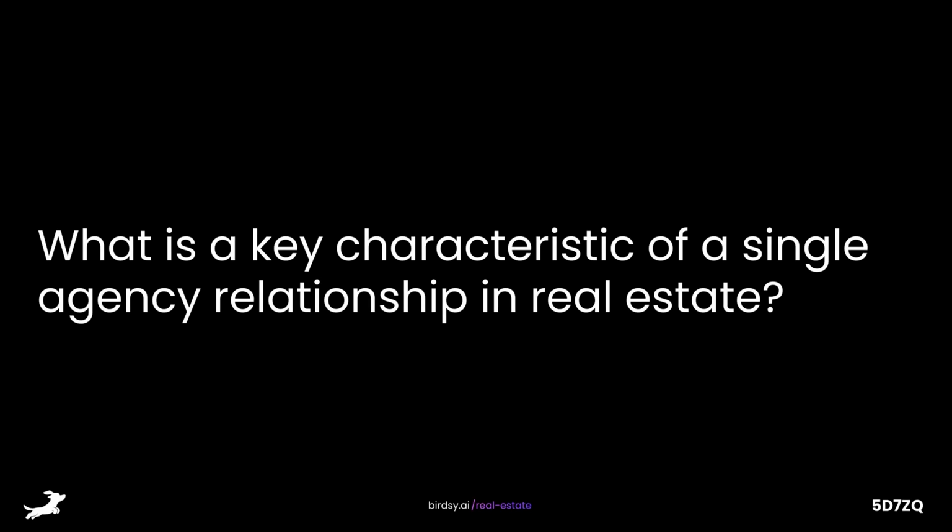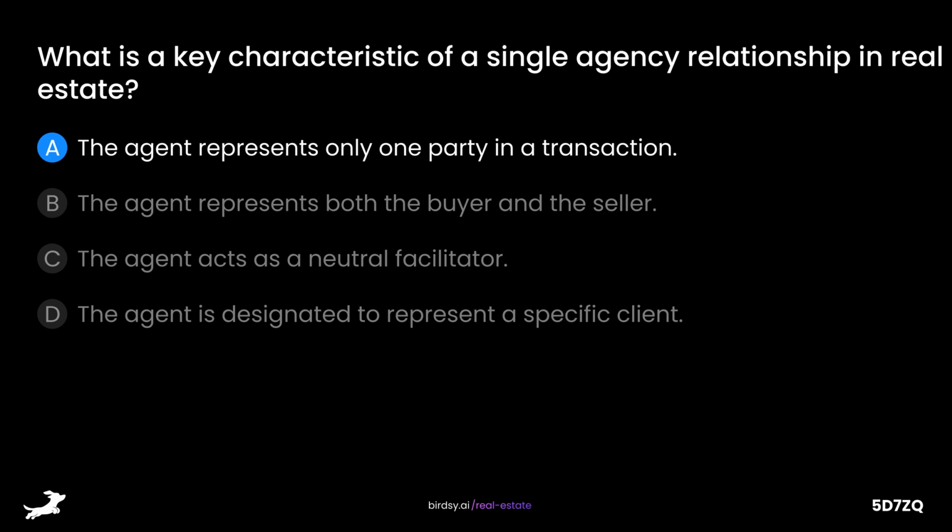What is a key characteristic of a single agency relationship in real estate? Is it A. The agent represents only one party in a transaction, B. The agent represents both the buyer and the seller, C. The agent acts as a neutral facilitator, or D. The agent is designated to represent a specific client? The answer is A. The agent represents only one party in a transaction.